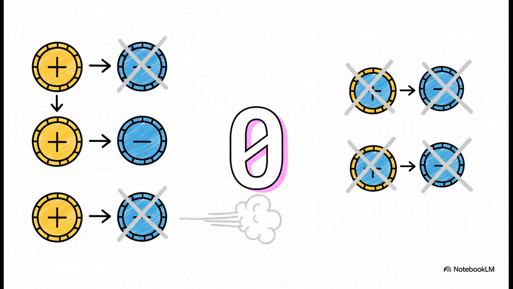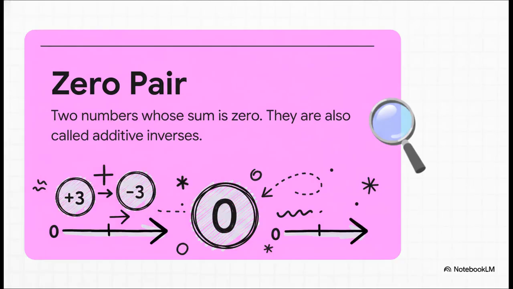So, for Neva's score, we take her 3 positive chips and pair each one up with her 3 negative chips. They form 3 zero pairs, and they cancel each other out completely. What are we left with? A big old 0. Her score is right back where she started. So let's put a formal name on this idea. A zero pair is just 2 numbers, like positive 3 and negative 3, that add up to 0. They're opposites. The fancy term is additive inverses, just because they cancel each other out when you add them.